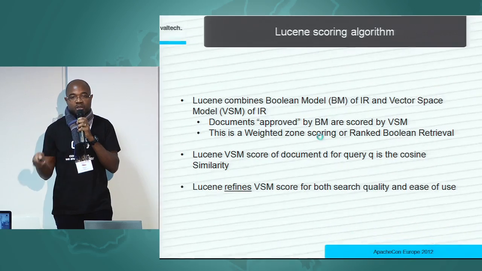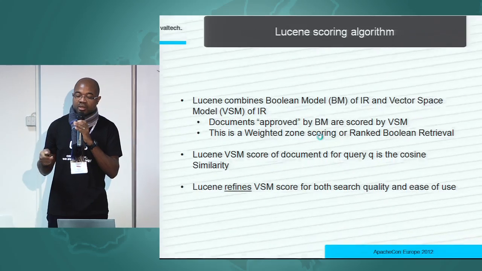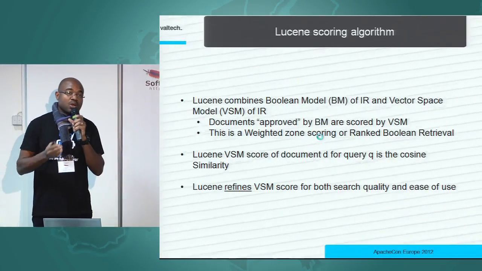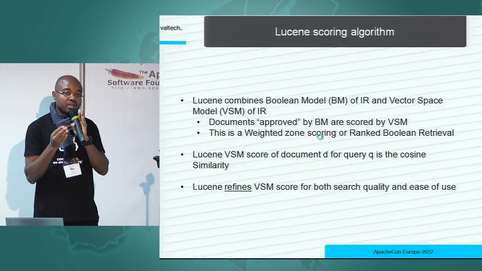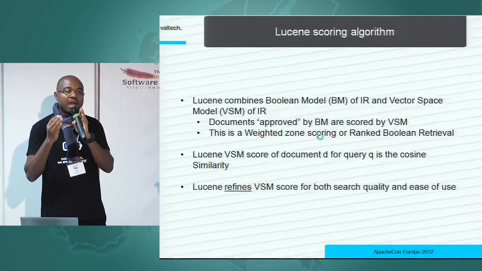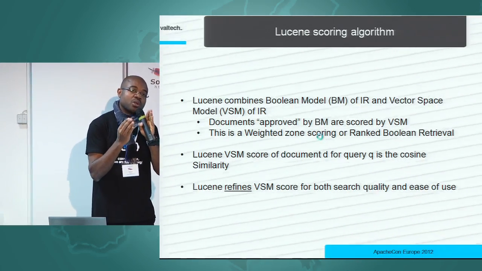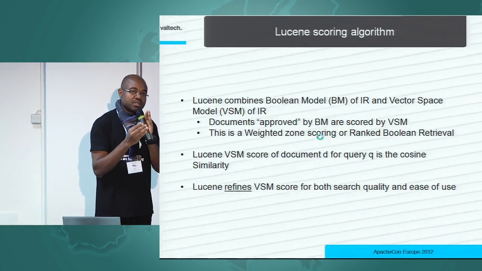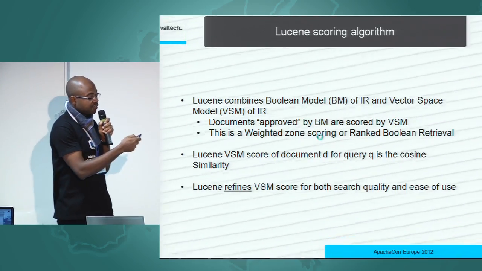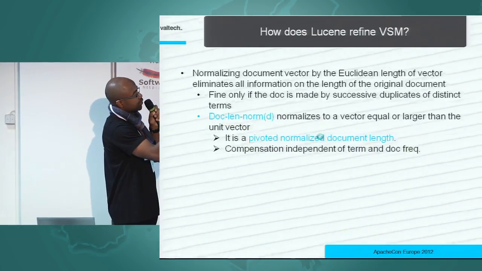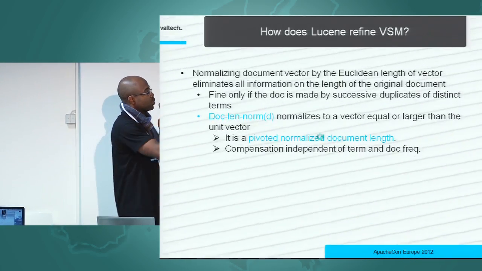Documents approved by the Boolean model are scored by VSM. This is weighted zone scoring, or ranked Boolean retrieval. Now you just use the Boolean model to select documents from the collection, and you use the VSM to restrict the computation of the score to only relevant documents from the collection, and you send the most relevant ones to the user. So Lucene refines this, and the formula is sometimes not easy to understand, but the idea behind the formula is this.